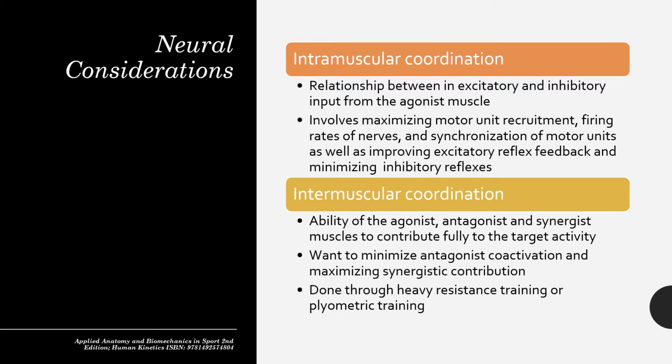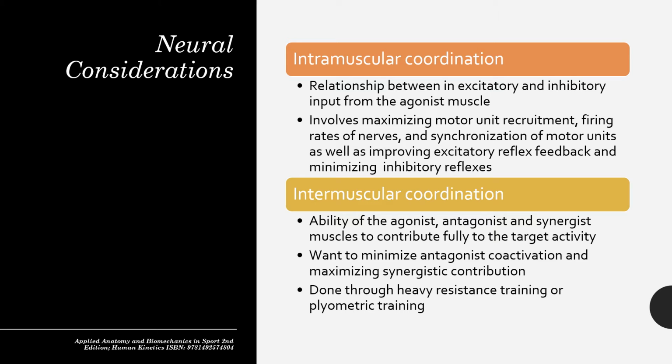So when we're talking about speed, just like when we were talking about power, our nervous system is going to be a big player in our top speed acquisition. This is usually going to be through either intramuscular coordination or intermuscular coordination. So intramuscular coordination is within the muscle. Typically, we're referring to the relationship here between excitatory and inhibitory input from the agonist muscle, so the working muscle. What is happening in the nervous system that's either exciting this muscle or preventing this muscle from firing.